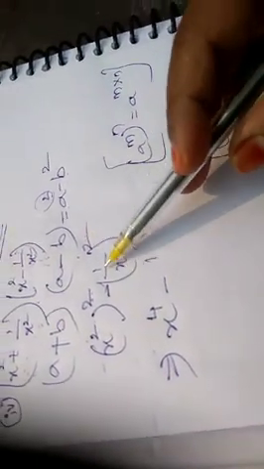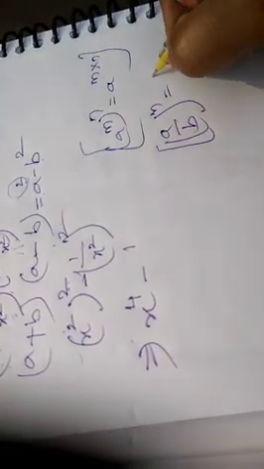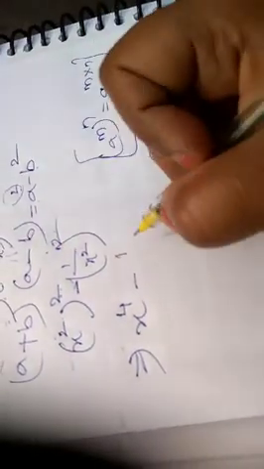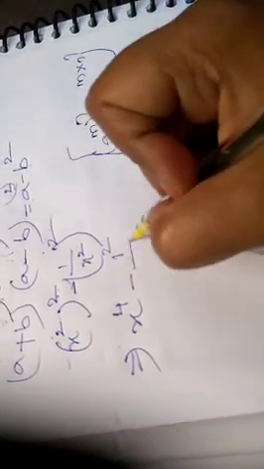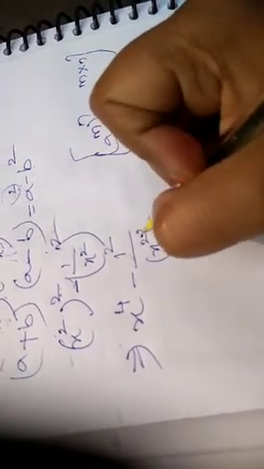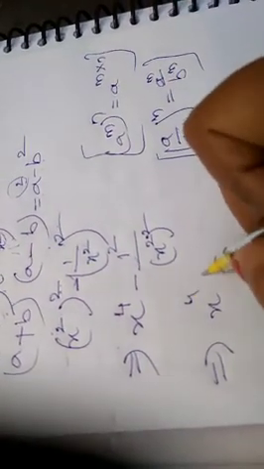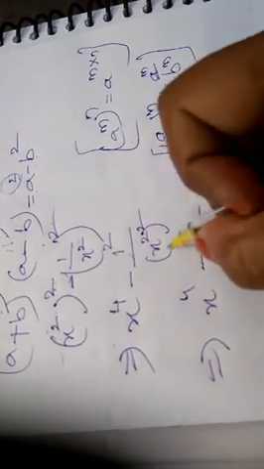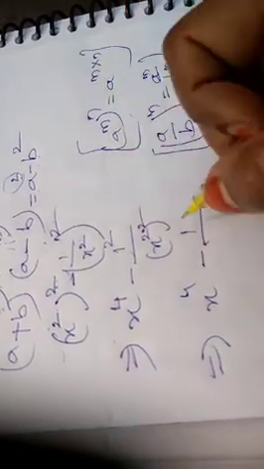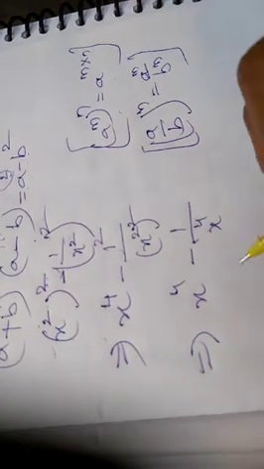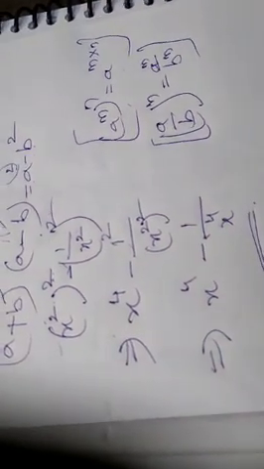This one will again be in the form of (a by b) whole power m. Do you all remember the exponent formulas, right? When you have whole square, you should give the square to both of them, to the numerator as well as to the denominator, like a power m by b power m. So 1 square will be 1. Next, x square whole square is x power 4. So the answer is x power 4 minus 1 by x power 4.